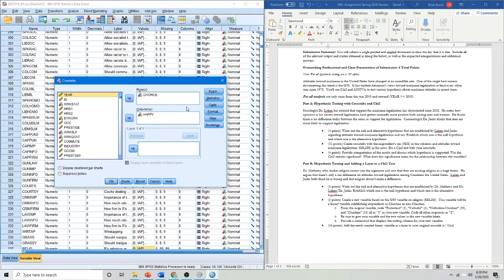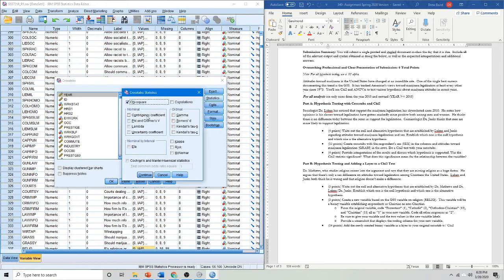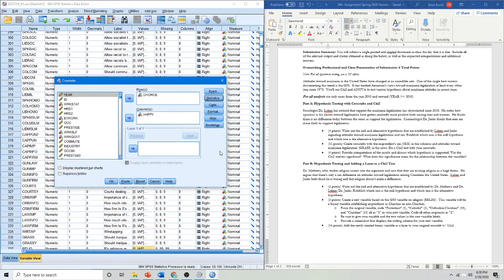Now the next thing you are going to want to do, and this is really, really, really important, click on statistics, make sure chi-square is clicked. Like I said, this is an add-on to the crosstab function. So make sure that you have chi-square clicked.